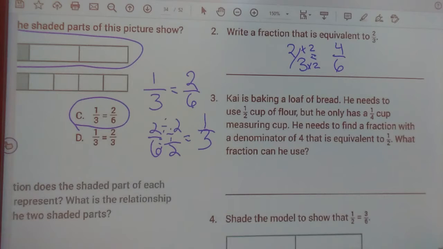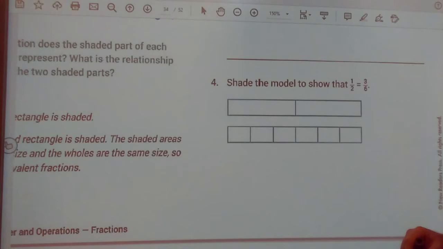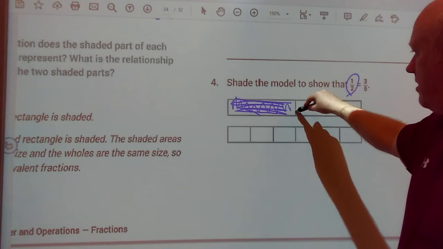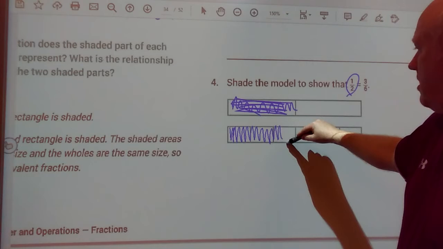Now, number 4, shade the model to show that 1/2 equals 3/6, okay? So my first one is 1/2, so this is my 1/2, so this is all colored in. There we go. And then 3/6. And there you go. And that's how you shade that.